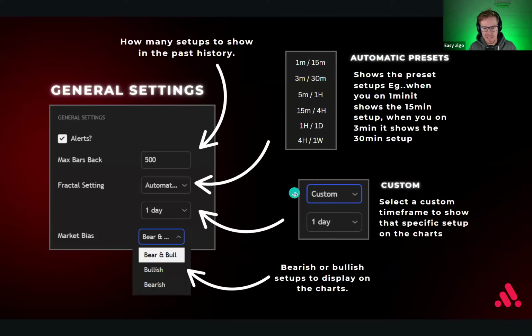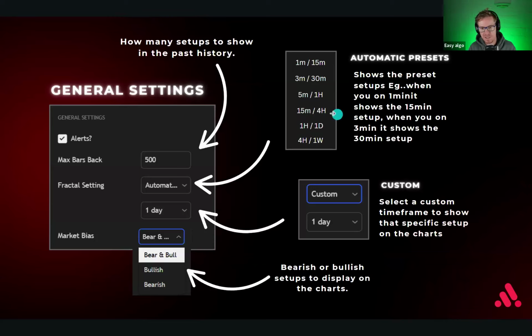If we go into the custom and we set it to 1 day, it will only show you the 1-day setups, no matter what time frame chart you're on. So if we set this to 1 day and we go to a 5-minute chart, it's still only going to show us the 1-day setup. So this can be a great way if we just want to keep it set to one specific time frame and then go into a lower time frame to look for possibilities within that frame.